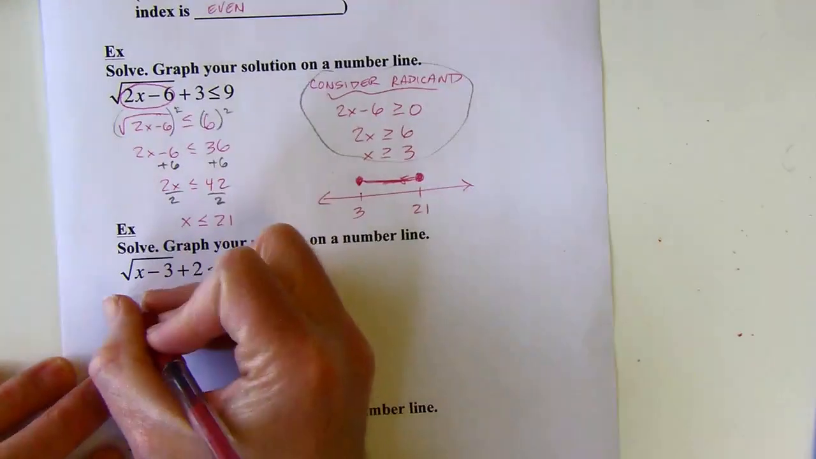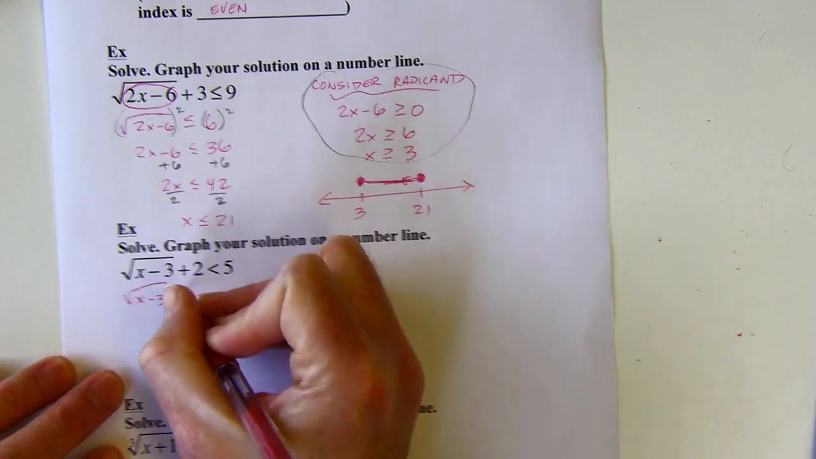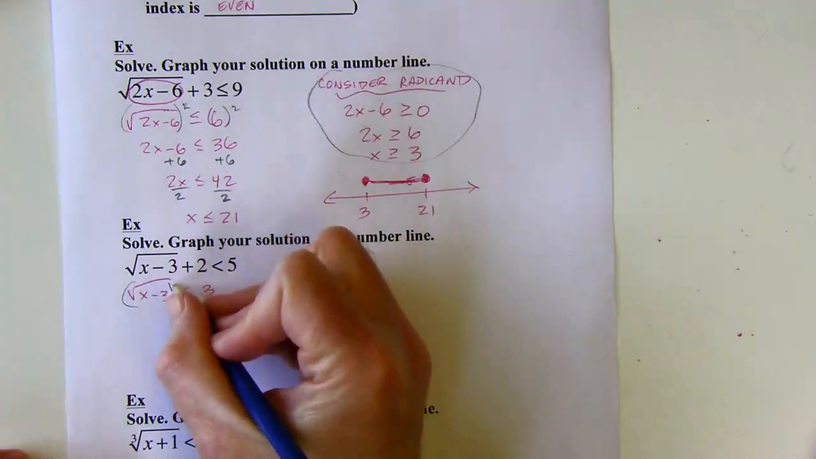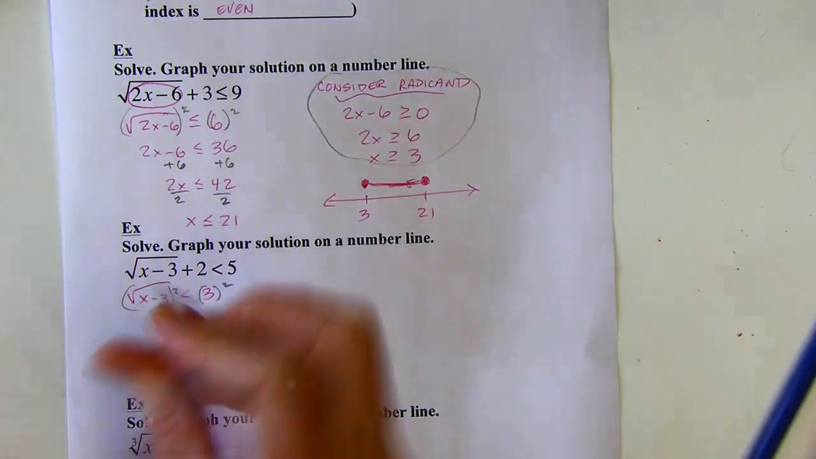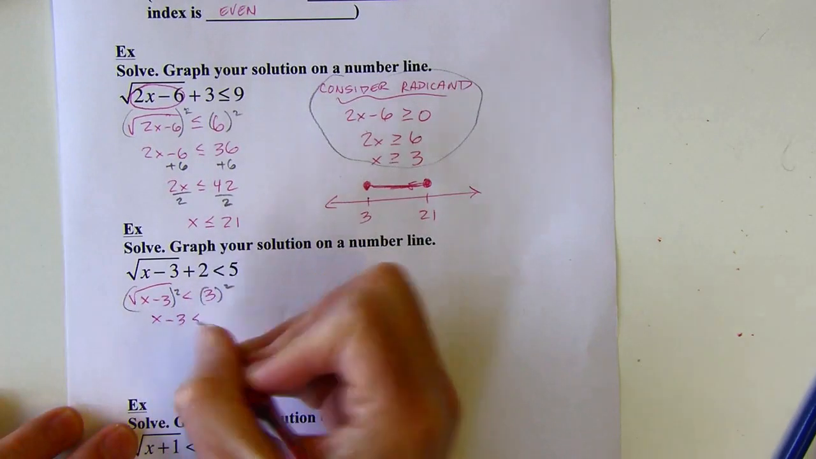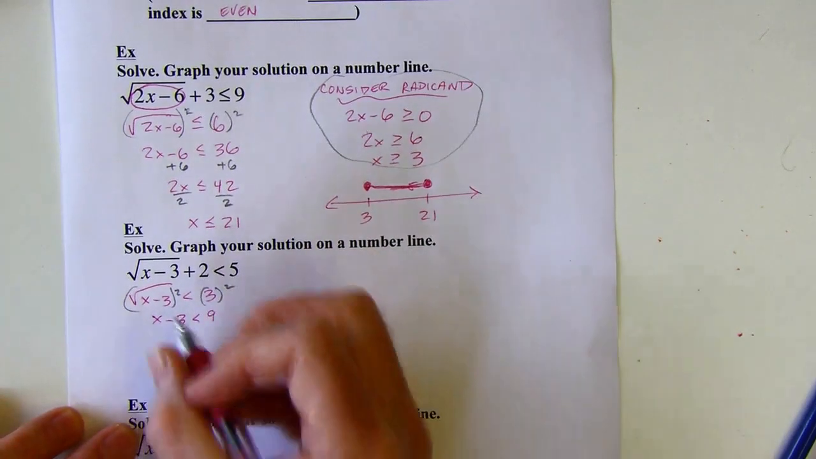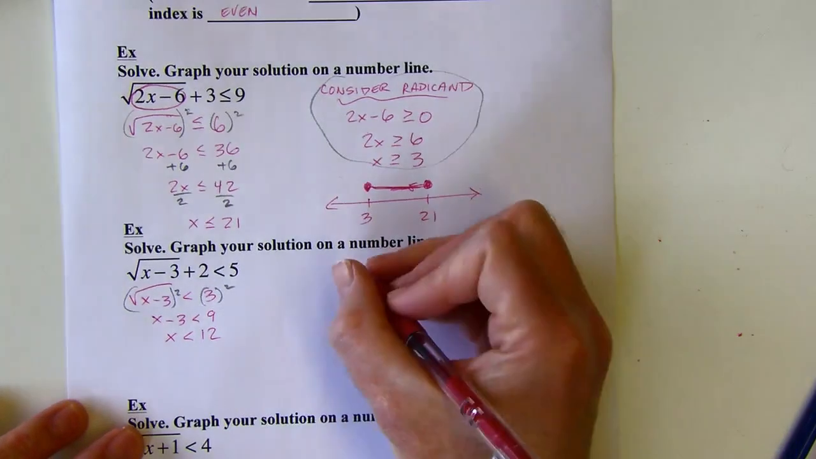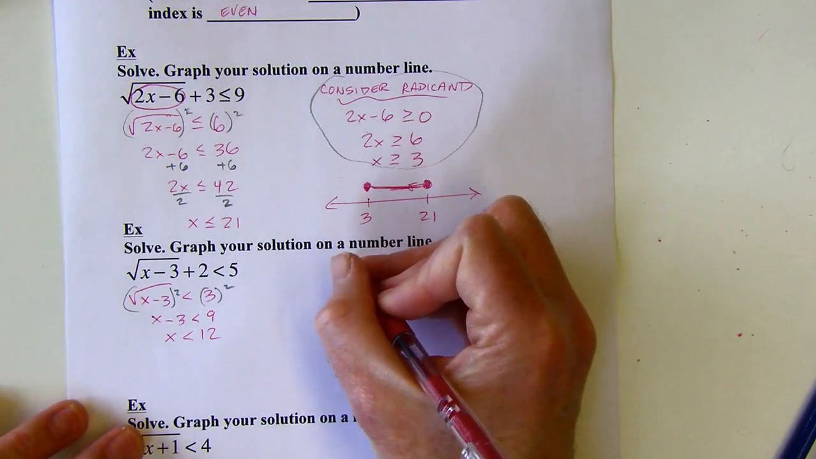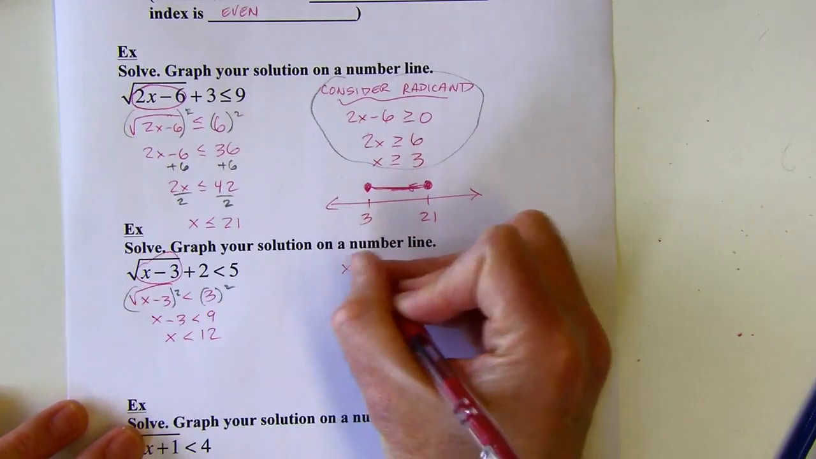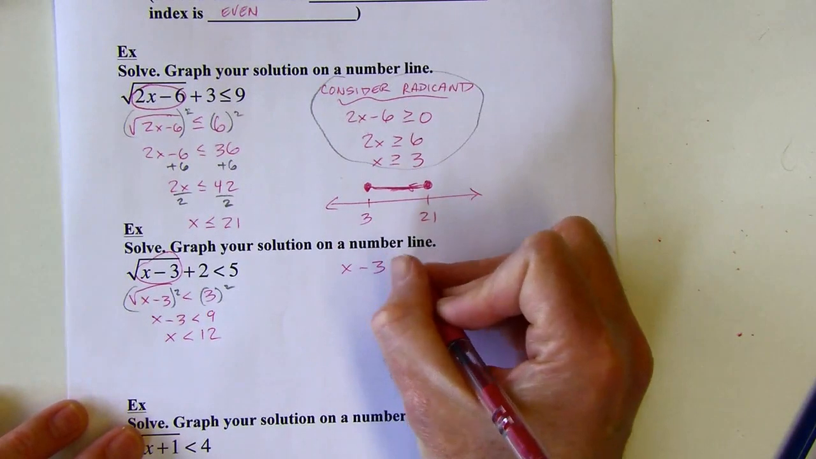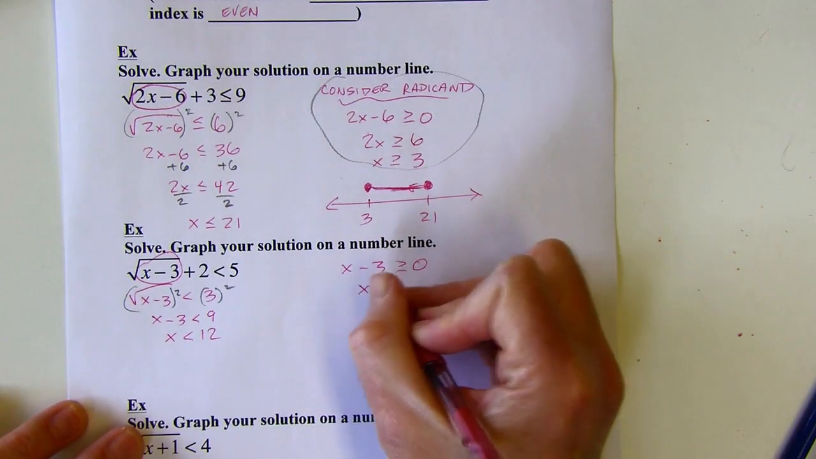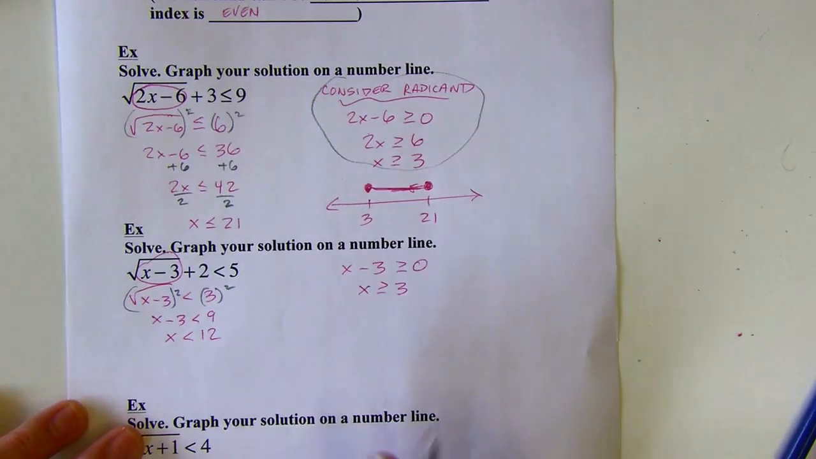So let's isolate the radical. So I'm subtracting 2. Then I'm going to square both sides. So x minus 3 is less than 9. Add 3. There's one of my dividing points, but let's consider the radicand. So this part can't be negative, so it has to be greater than or equal to 0. And that's pretty easy to solve there, but you just have to remember to do it. So there's my two dividing points.